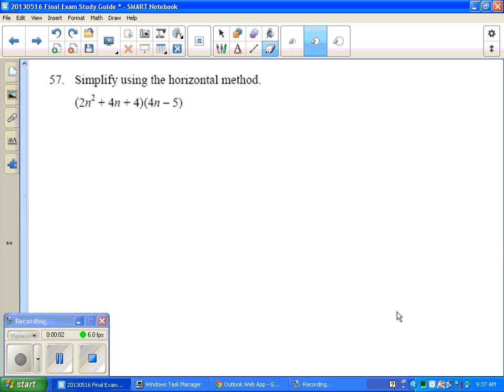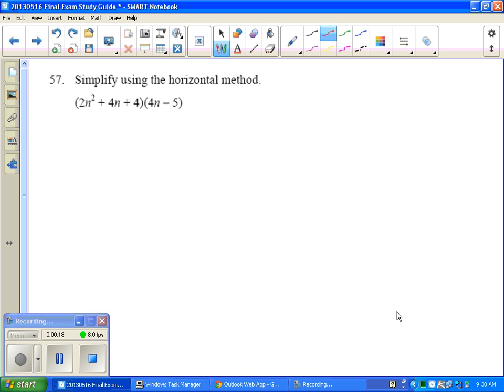Okay, this is our exam study guide. This is part 5. It's picking up at number 57. It says to simplify using the horizontal method. And that's a trinomial multiplying by a binomial. You can't FOIL it because FOIL is for binomial times binomial.